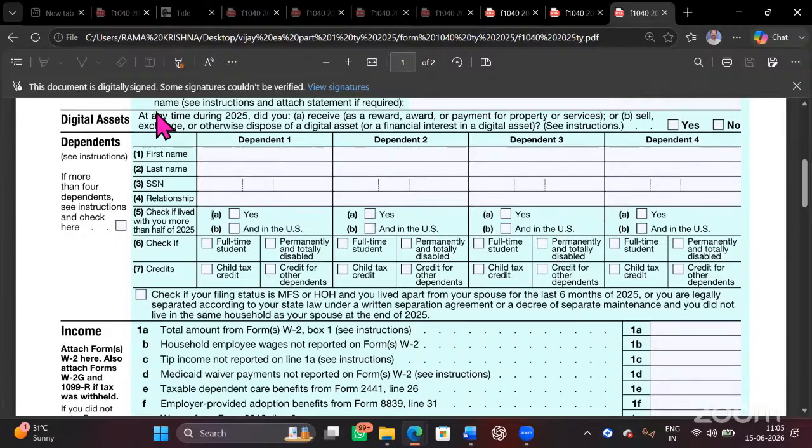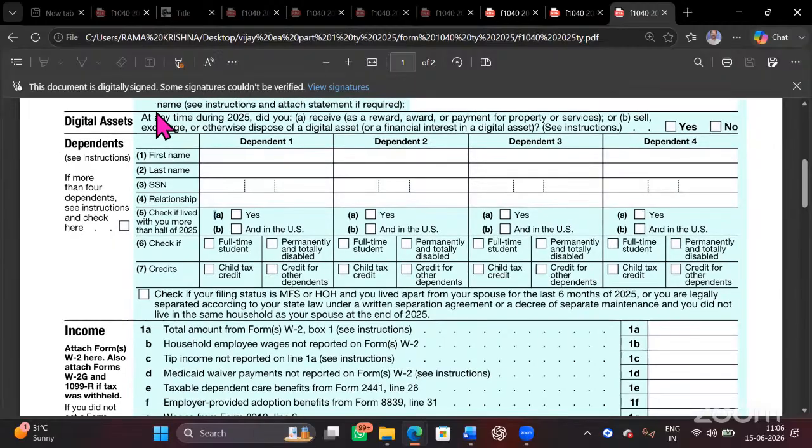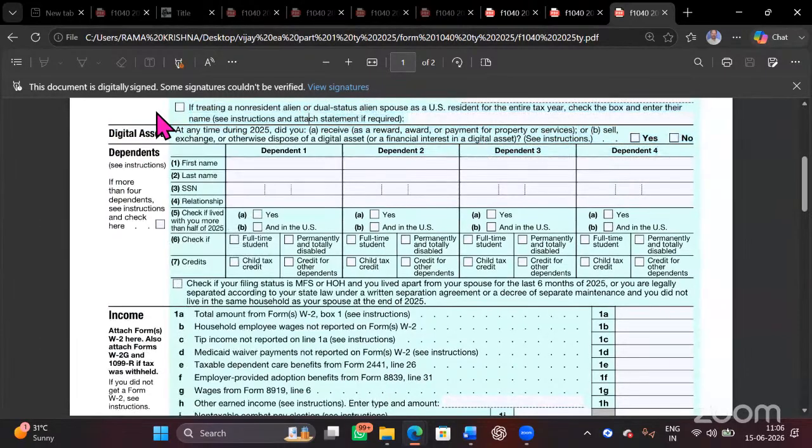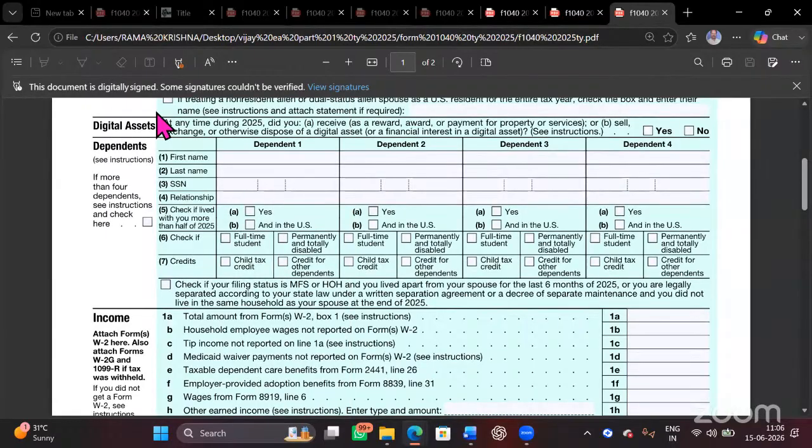Dependent types vary: full-time student or part-time student, permanently disabled dependent, partially disabled dependent. That data shall be filled in here clearly. Based on that only, the eligibility for the tax benefit will change. This plays a vital role in deciding the tax amount. It is very important. Questions are regularly asked from this area, and it will be covered subsequently.